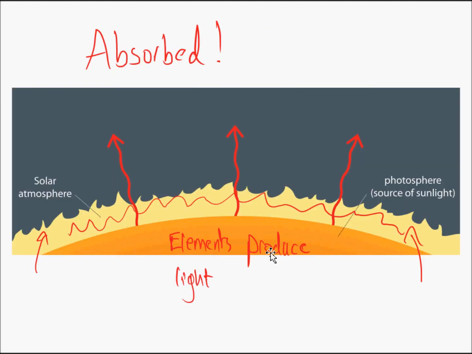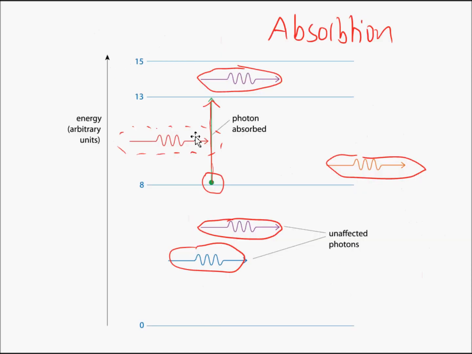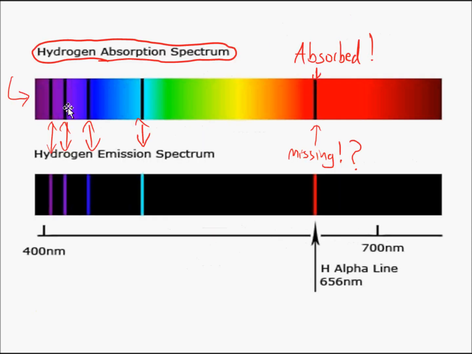So what ends up happening inside the sun or inside the star is that we're getting light produced across the entire spectrum, but it only gets reabsorbed in the outer atmosphere if those photons have very specific energies. What that results in is an absorption spectrum. We look at the spectrum and we can see this line is missing, this line is missing, this line is missing. That means that the atmosphere of that star definitely contains hydrogen.